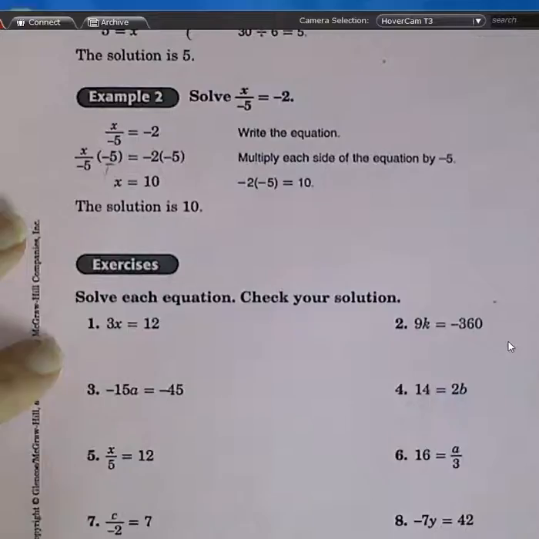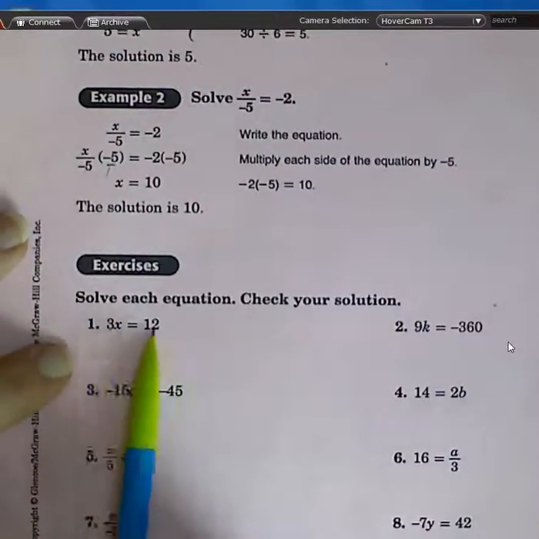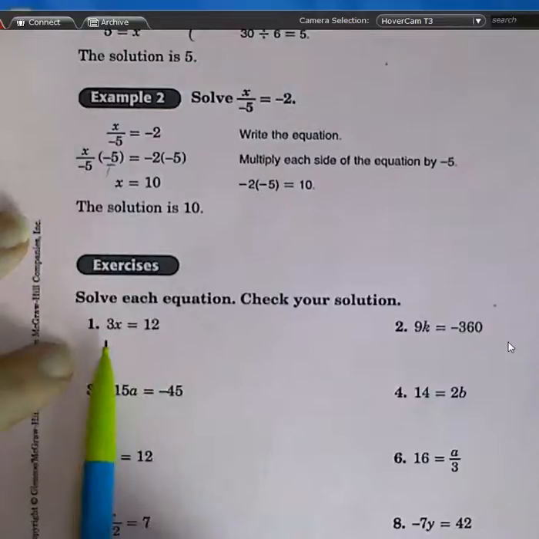We've gone through the examples. Now we're going to do number 1. It says 3x equals 12. If I have a number next to a letter, what operation is that? Logan? That's multiplication. What's the number 3 called? What's our vocabulary word of the day?